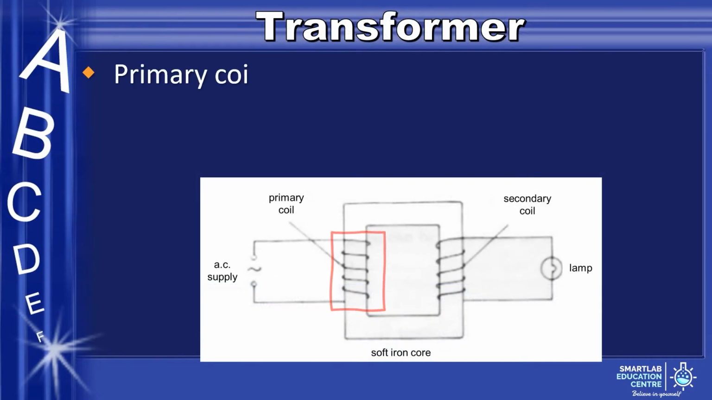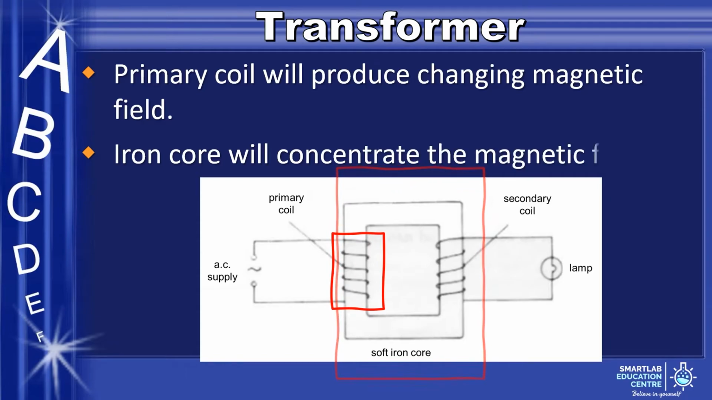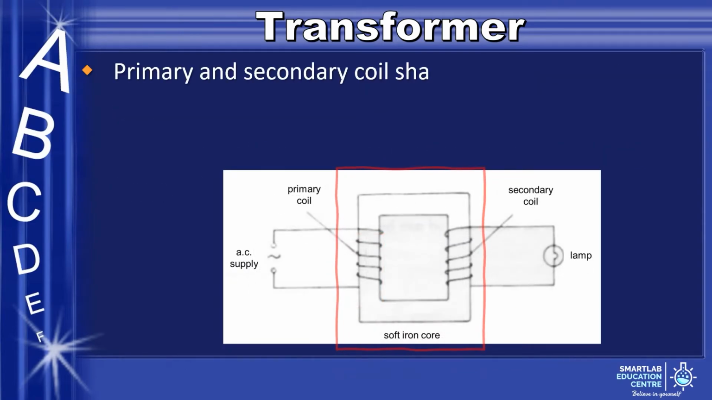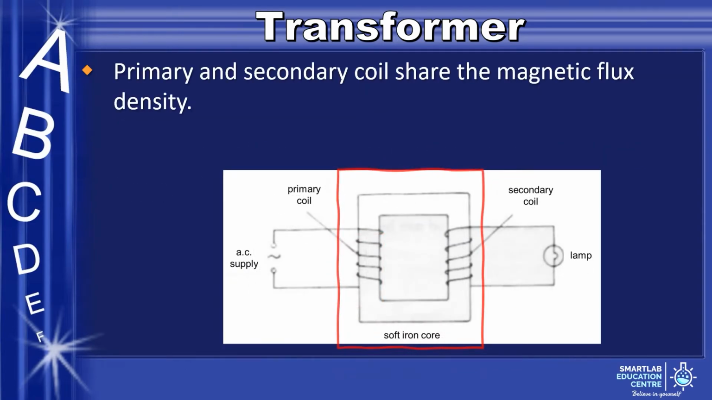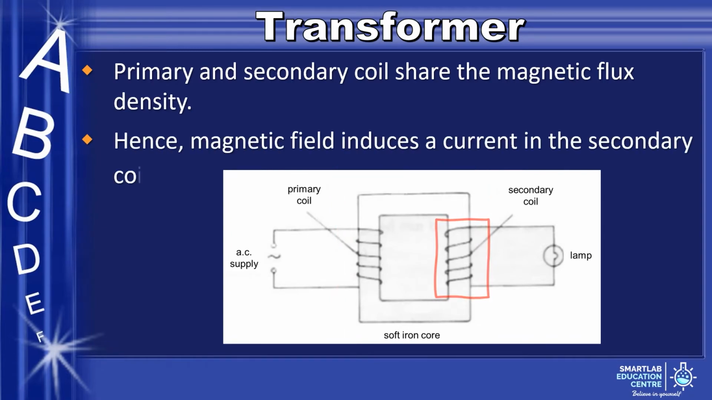In a transformer, the primary coil will produce a changing magnetic field. The iron core will concentrate the magnetic field lines to the secondary coil. Primary and secondary coil share the magnetic flux density. Hence, the magnetic field induces a current in the secondary coil.